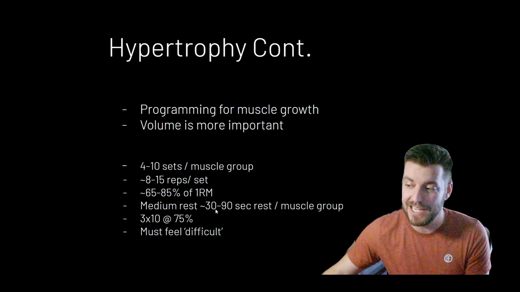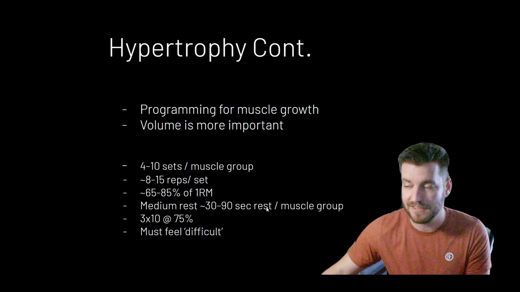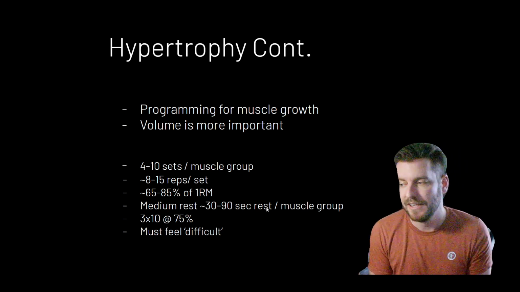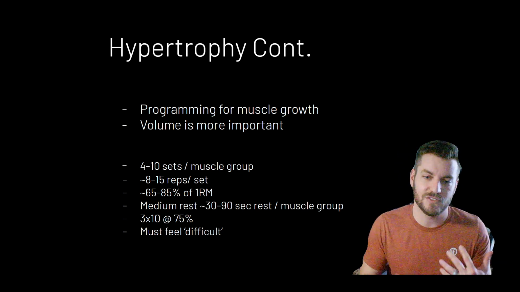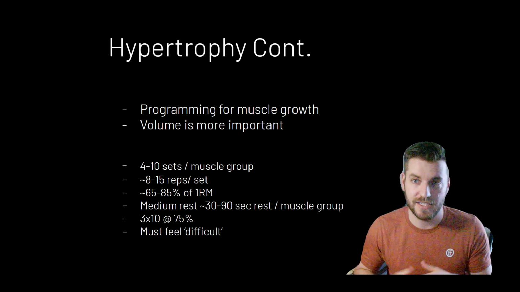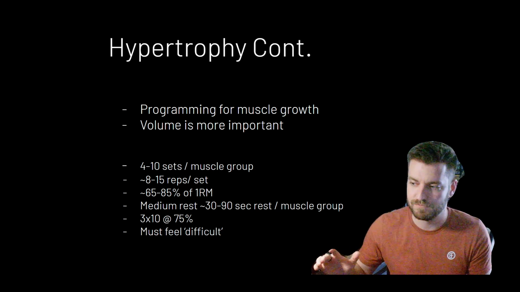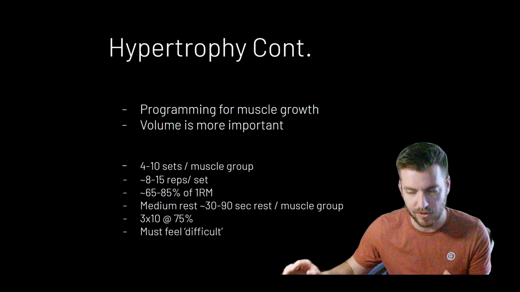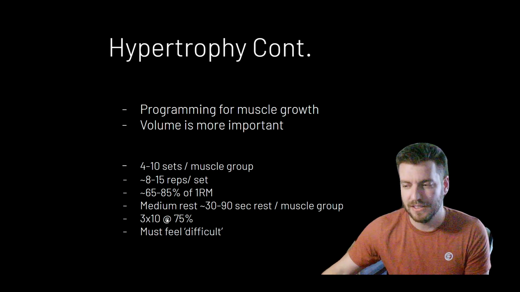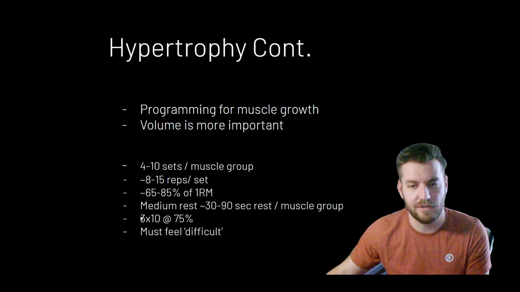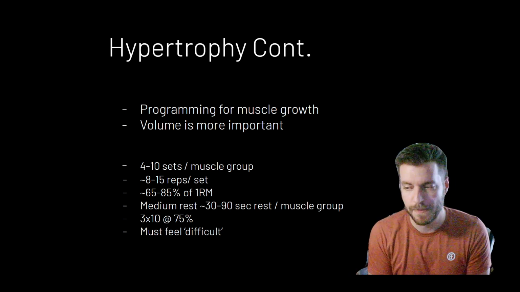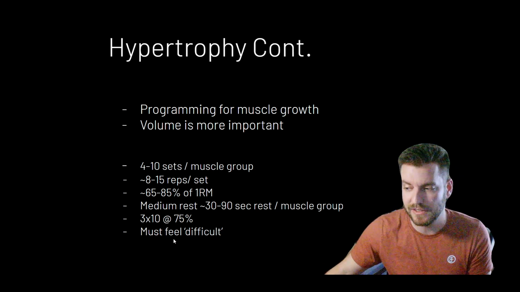This is going to be a medium rest between 30 and 90 seconds per set or for each muscle group between workouts. Now, you can superset and throw that superset in there as this rest a little bit more, but essentially this is going to be complete rest for the muscle group, 30 to 90 seconds. So a typical layout would be 3 sets of 10, 75%, pretty classic, pretty common. This is muscle growth, and this must feel difficult.